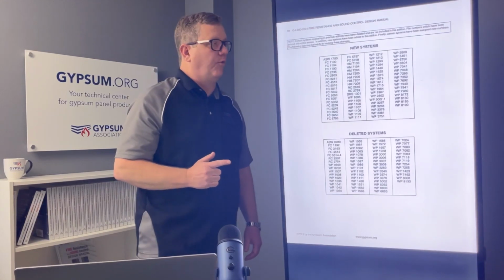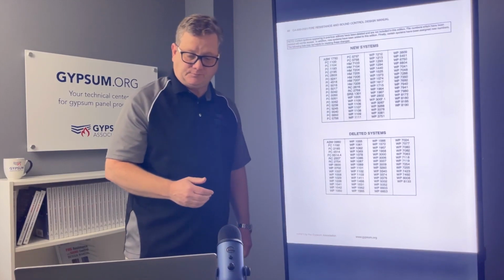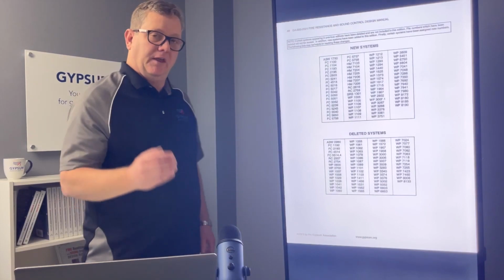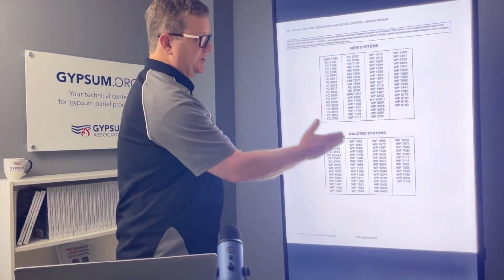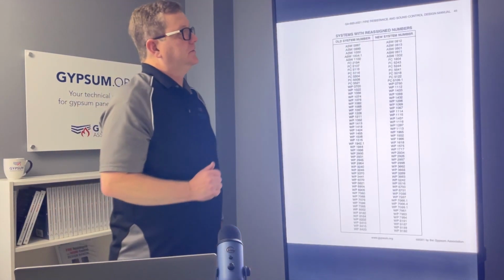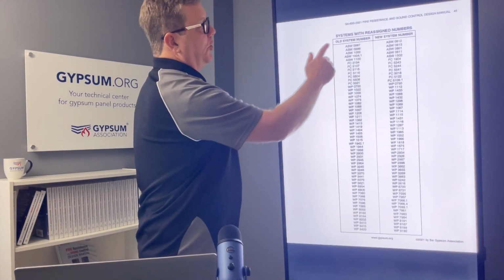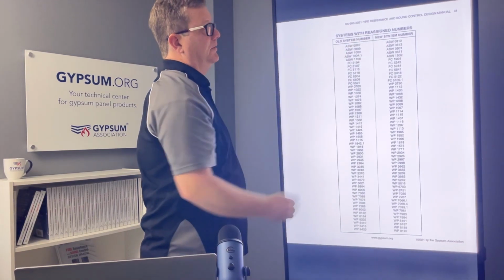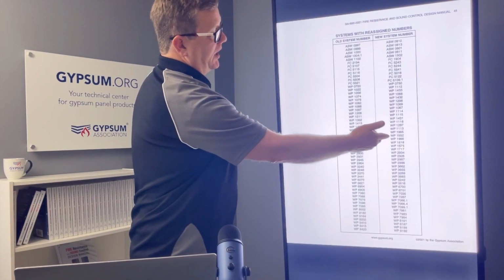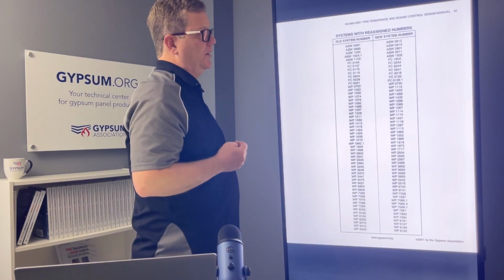In addition, on page 40, you'll find new systems and deleted systems. If you're looking for a particular system number that you've used in the past and you don't see it in deleted systems, you can move over to the next table, Systems with Reassigned Numbers, on page 41. It has 2 columns, Old System Number and New System Number. So if you look for it with that old system number, you may find it reassigned with a new number in the GA-600 2021 Design Manual.